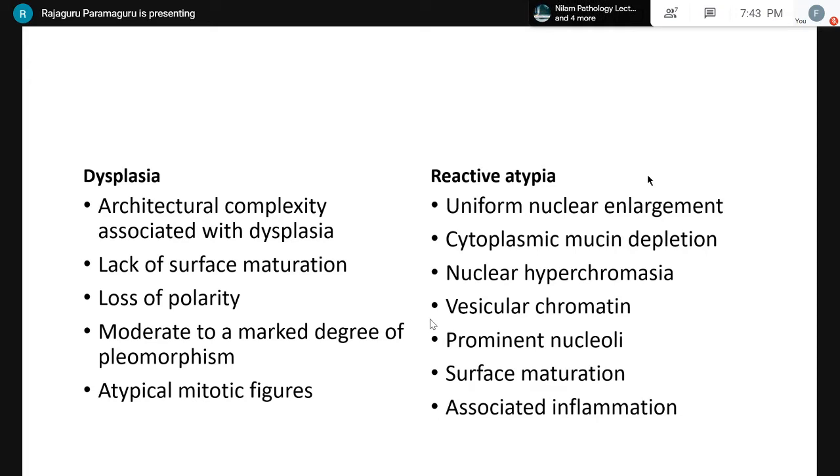Whenever you have a lot of inflammatory cells associated, particularly neutrophils, we might not be able to confidently call it a dysplasia. So it is always better to take a step back and say that this might be a reactive change and not dysplasia when it is associated with significant inflammation. But if the nuclear changes are marked compared to the degree of inflammation, it can still be a dysplasia. So these things have to be kept in mind.